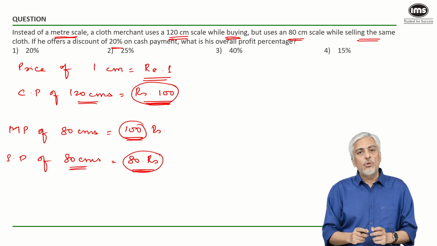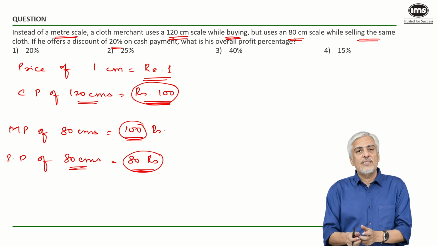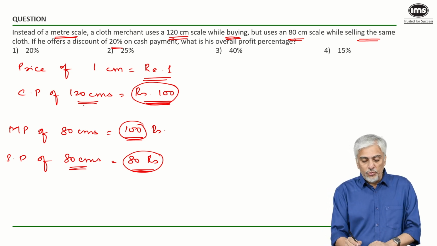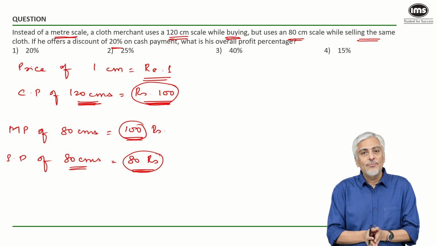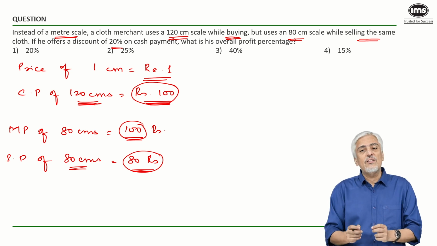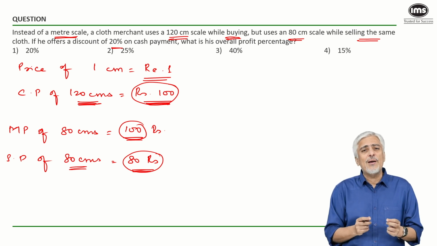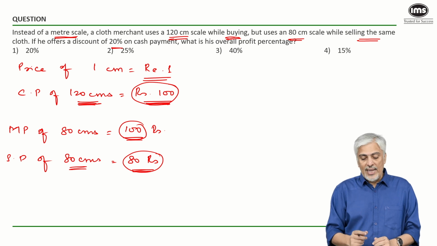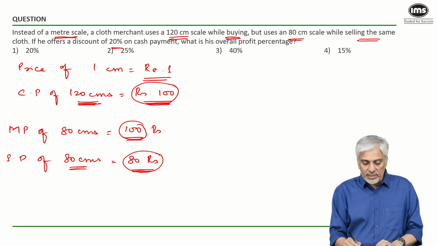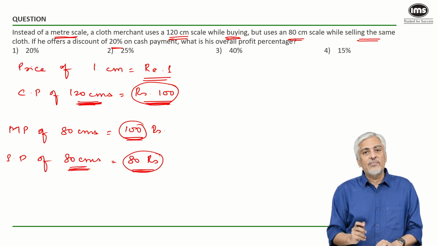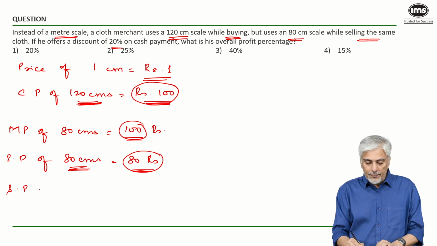Now, if I want to calculate the percentage, profit percentage or whatever, I will have to do it for the same number of centimeters. I could do it for 1 centimeter, but for 1 centimeter I'll get some fractions and it will be unnecessary bad calculations. So hence, I would prefer doing it for 120 centimeters. So selling price of 80 I have and cost price of 120 I have. It is easy to find selling price of 120. Selling price of 120 will be how much?